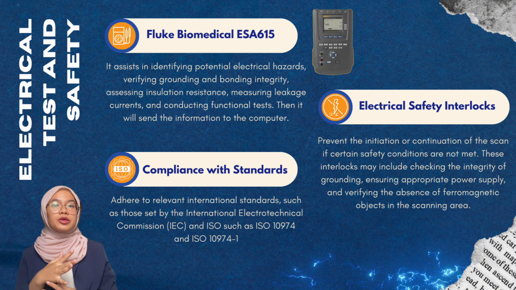Besides, MRI machines are equipped with safety interlocks that prevent the initiation or continuation of the scan if certain safety conditions are not met. These interlocks may include checking the integrity of the grounding, ensuring appropriate power supply, and verifying the absence of ferromagnetic objects in the scanning area.